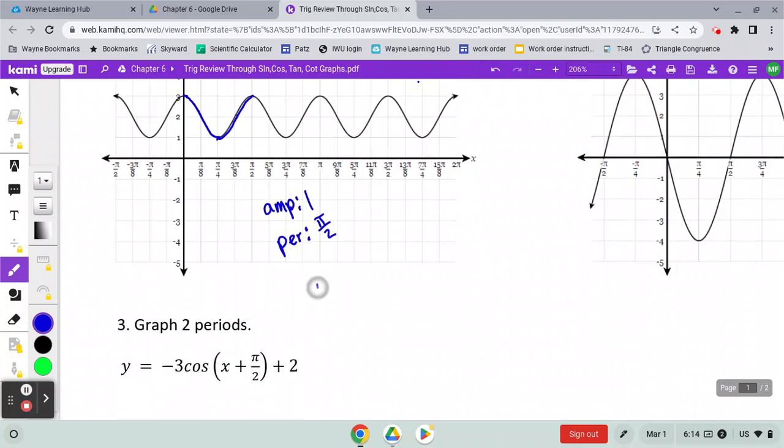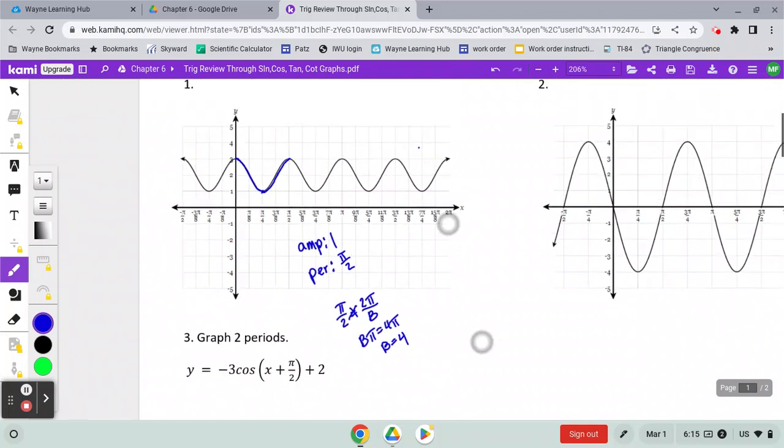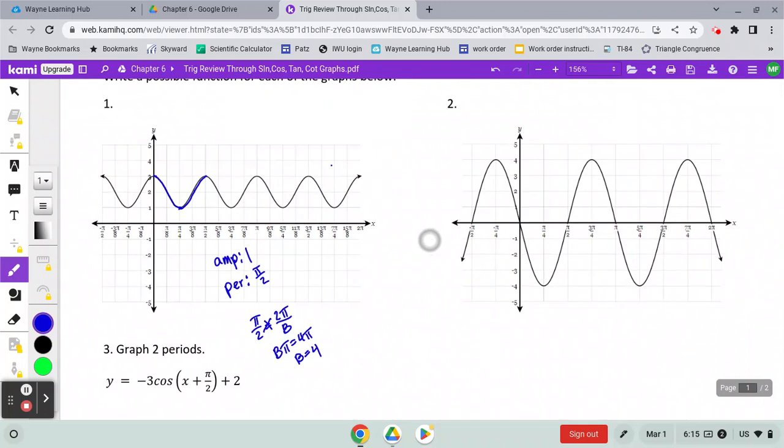So if we think about it, pi over 2 is what we get for our period. Remember, our formula to find the period with sine and cosine is 2 pi over b. So 2 pi over b equals the period, and our period is pi over 2. Now we can cross multiply, and we get b pi equals 4 pi. That means b has to be equal to 4. That's going to be important.